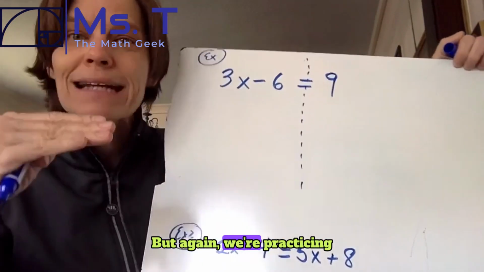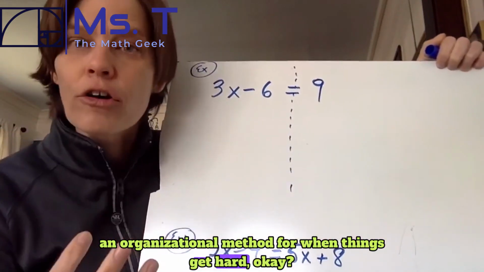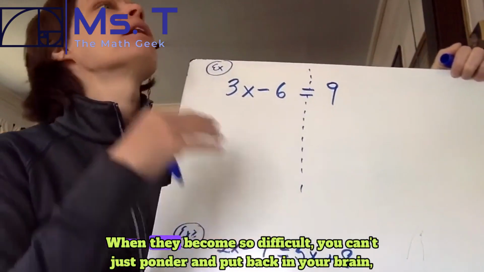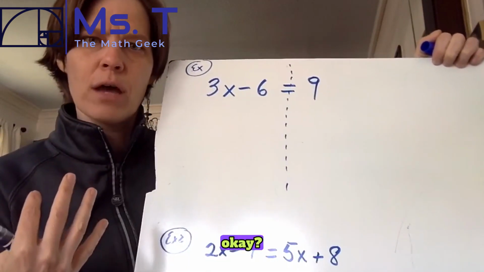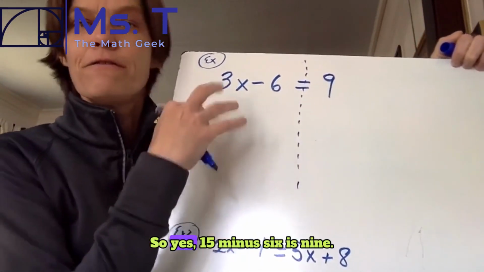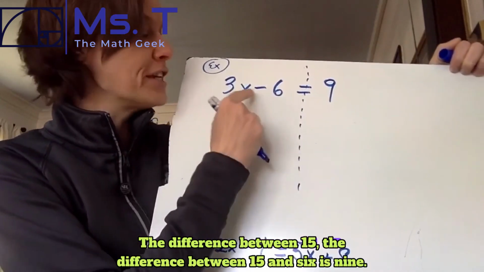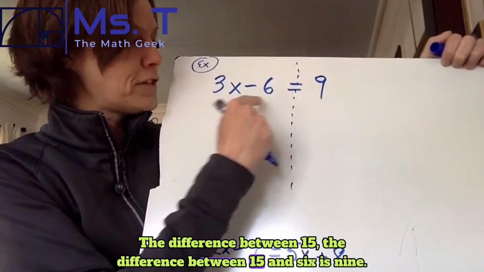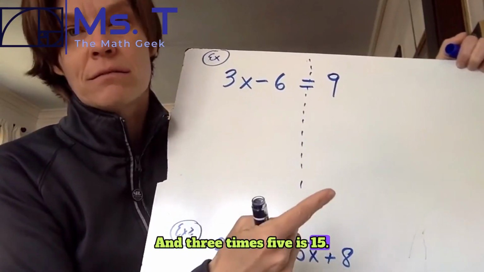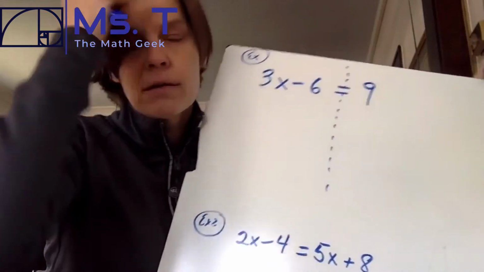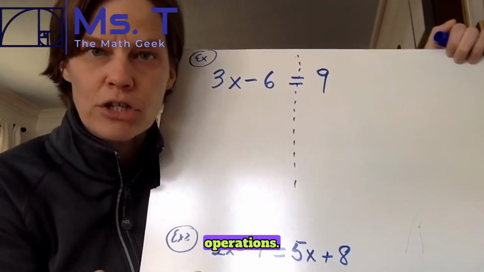But again, we're practicing an organizational method for when things get hard. When they become so difficult you can't just ponder and put it back in your brain. So, yes, 15 minus 6 is 9. The difference between 15 and 6 is 9. And 3 times 5 is 15. Boom, done. We're going to get to 5 also. But let's just show how we do it with inverse operations.